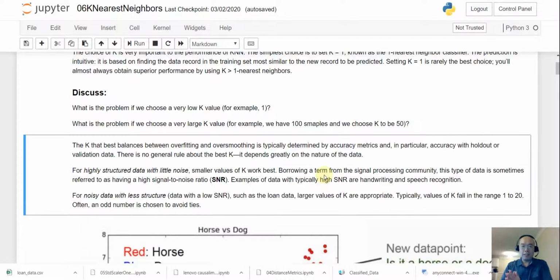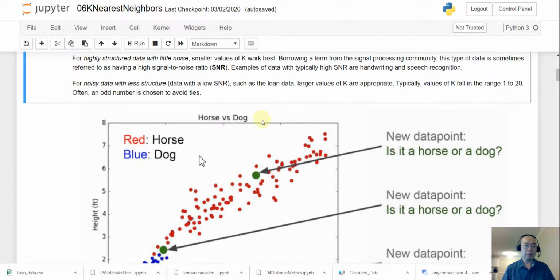In the other case, if you know the dataset itself is very noisy, and if you want to use the term signal-to-noise ratio, then if you are doing speech recognition or handwriting recognition, for example, those are known to have a very high signal-to-noise ratio. So in this case, if we want to use k-nearest neighbor, you may want to pick a larger k if possible.